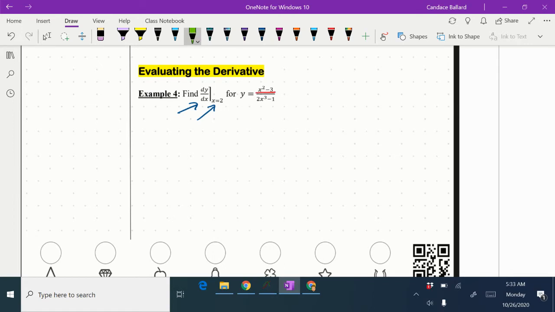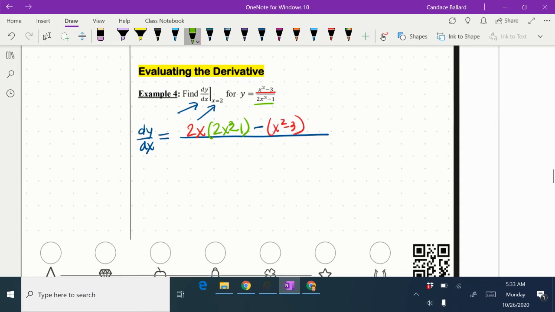So my numerator is my red function, my denominator is my green function. I'm going to start by just taking the derivative. I'm going to label it dy/dx because that's what the problem started with. So the derivative of my red is 2x. I'm going to keep my green the way it is, so 2x cubed minus 1. I'm going to use subtraction because that's the rule. I'm going to keep my red the way it is, so x squared minus 3. And then the derivative of my green is 6x. And then it's all over my green squared.